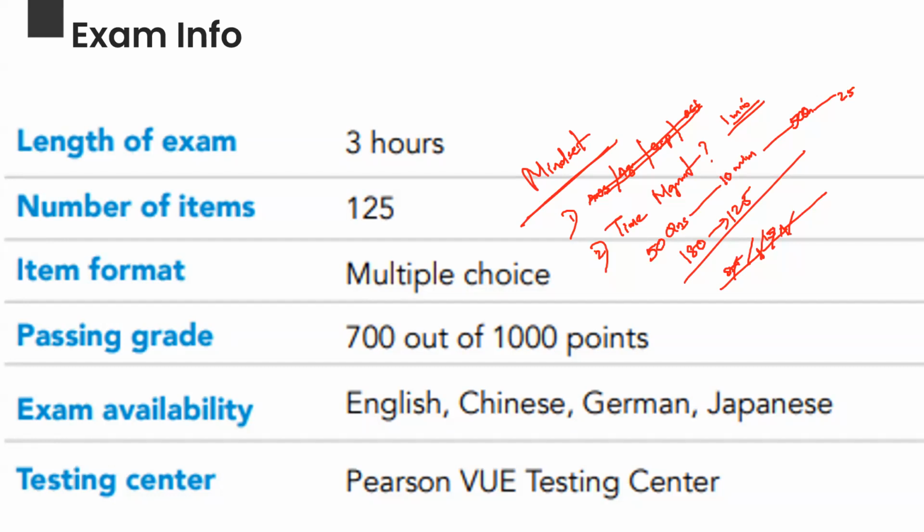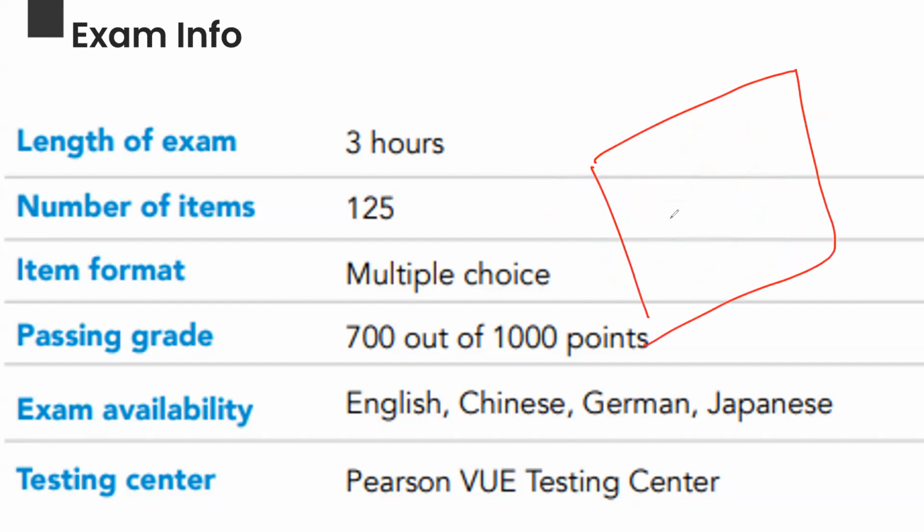And one more thing, there is no option for going back. That means, for example, this is your exam screen, you have a question here, and you have the option to go to next. But once you click next, you can't go back to the previous question, or you can't mark for review. There is no option for marking for review, or for going back. So manage your time efficiently.